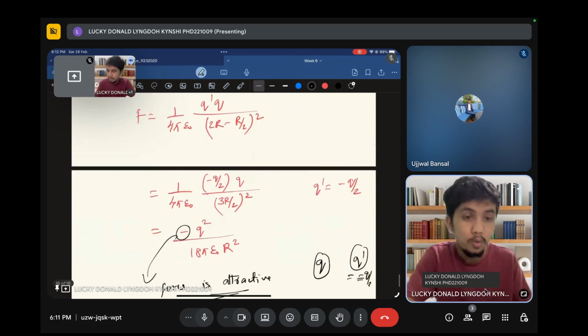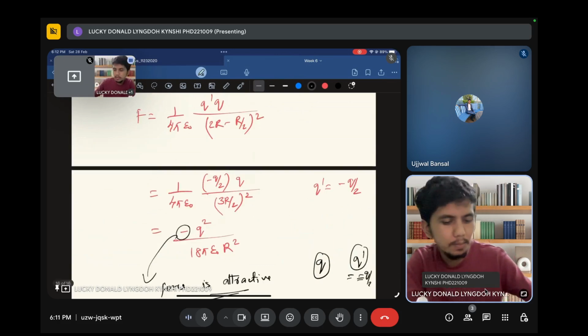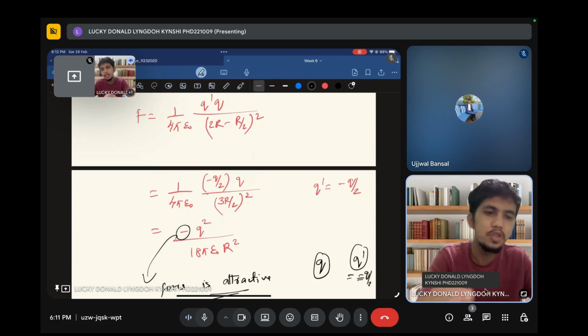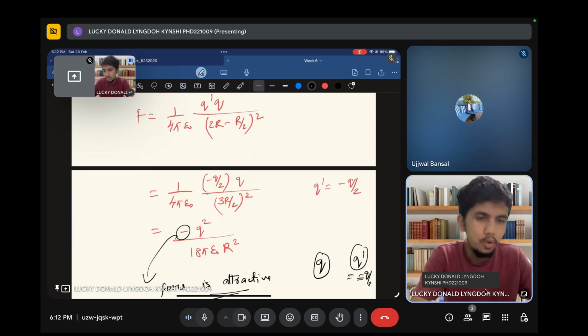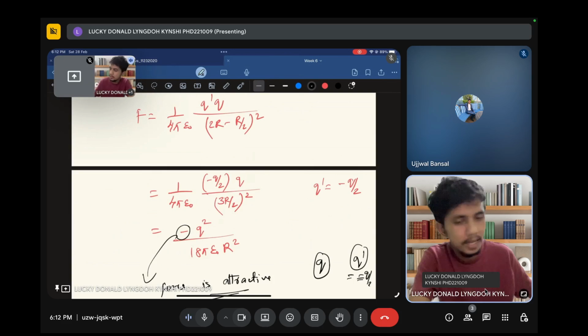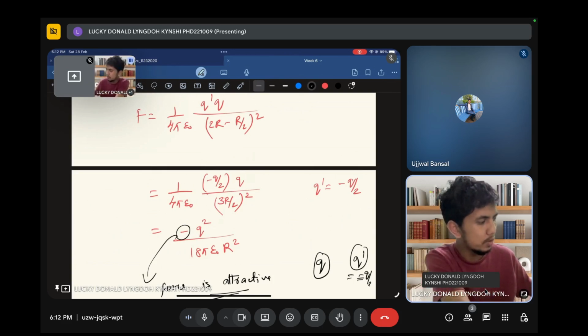Okay, this method is very helpful in such cases where you have to replace the induced charges by simple image charges. So that is the end of these questions. Okay, question number 4, and the last question.